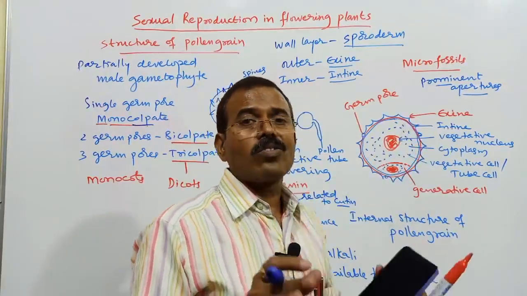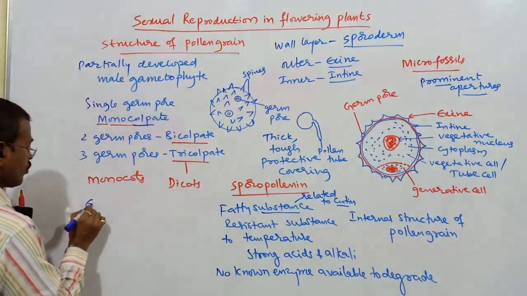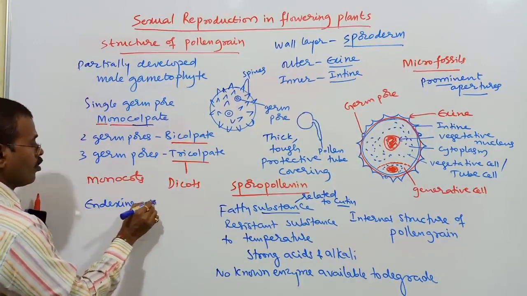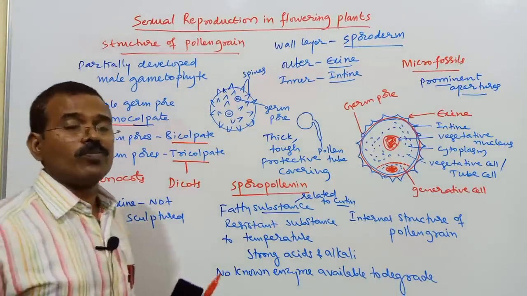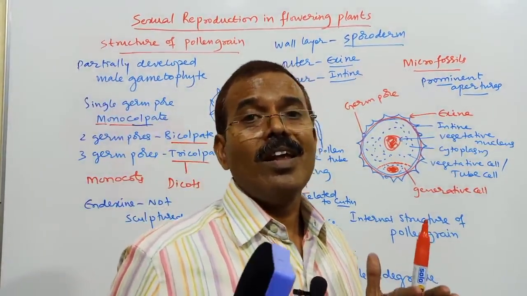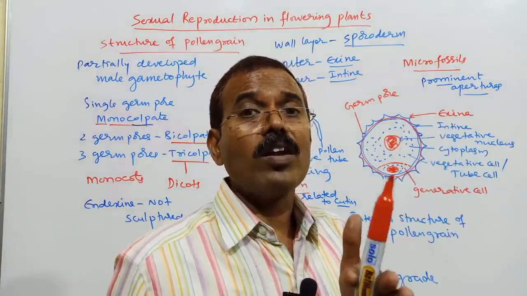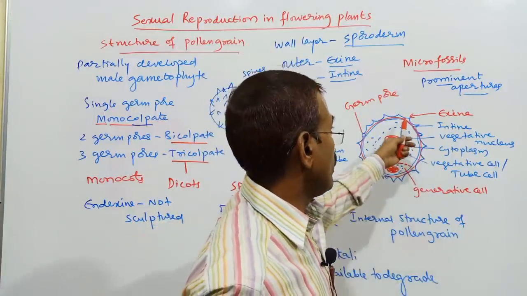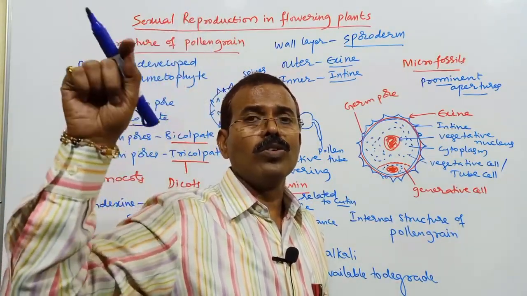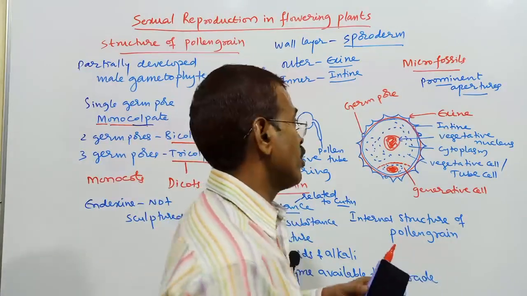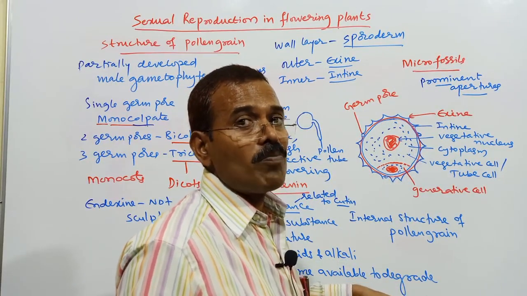I told you endexine is not sculptured. Endexine is not sculptured. So the main sculpture work you can see in ectexine. In ectexine, I told three layers will be there: outer tectum, middle baculum and inner foot layer. So overall this is about the exine layer. The exine layer can have spines, warts, ridges, grooves, different types of design or ornamentation pattern present on the pollen grain. Based on that we can recognize the pollen grain of a particular species.